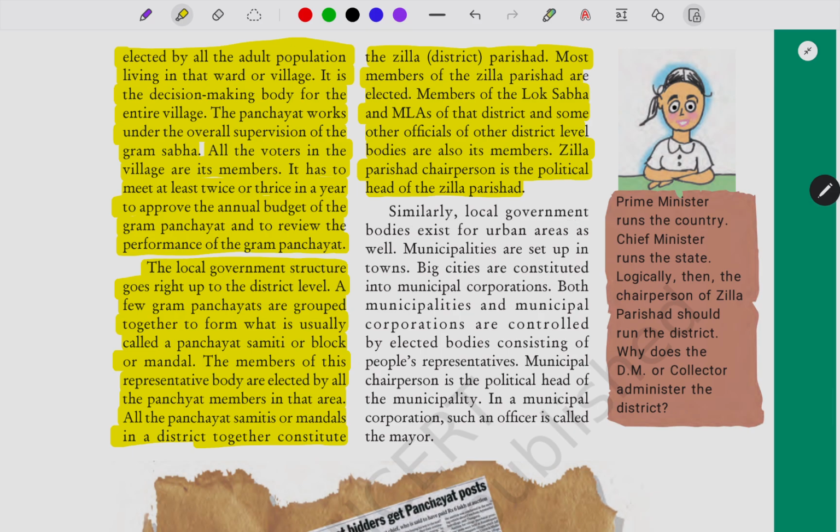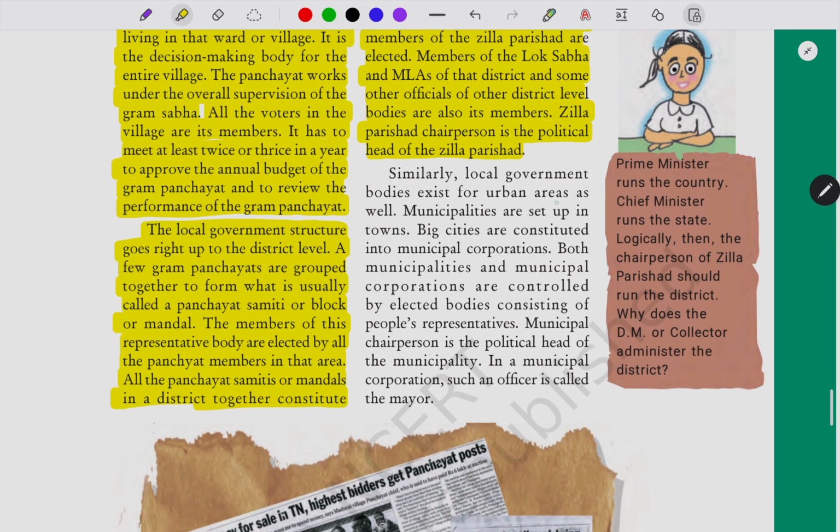Similarly, local government bodies exist for urban areas as well. Municipalities are set up in towns. Big cities are constituted into municipal corporations. Both municipalities and municipal corporations are controlled by elected bodies consisting of people's representatives. The municipal chairperson is the political head of the municipality. Okay. In a municipal corporation, such an officer is called the mayor.